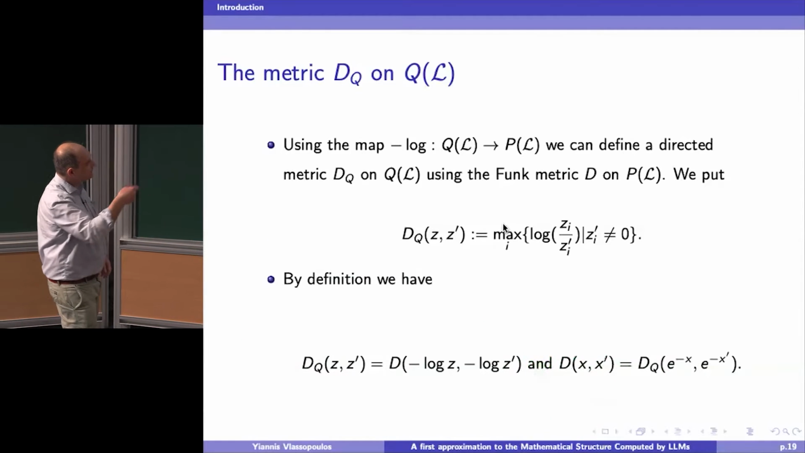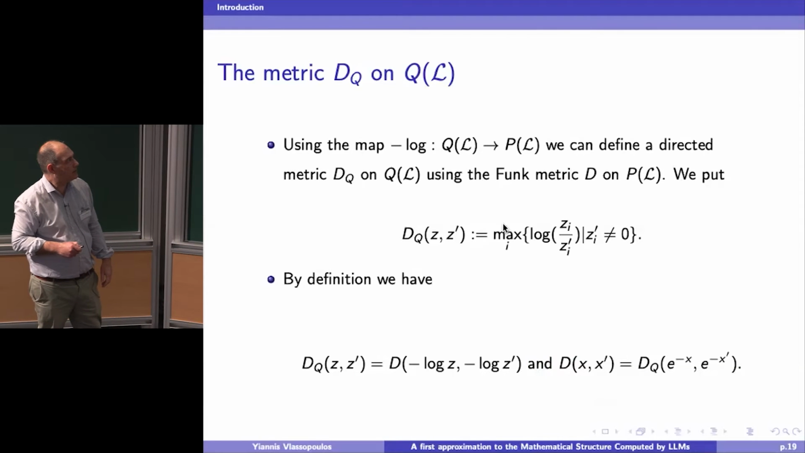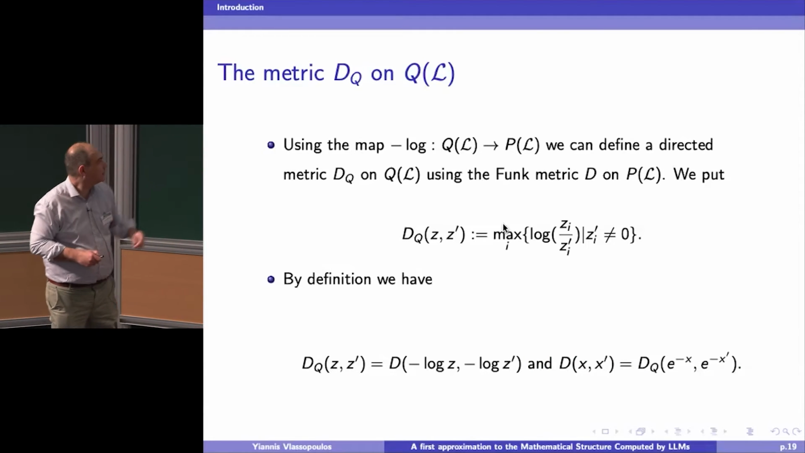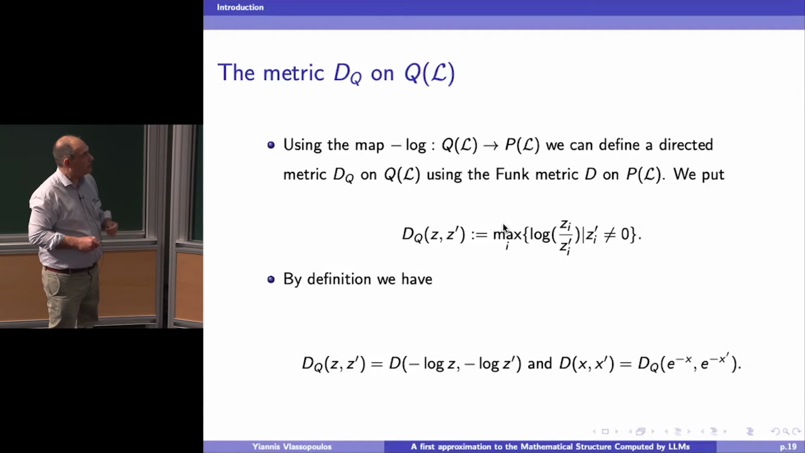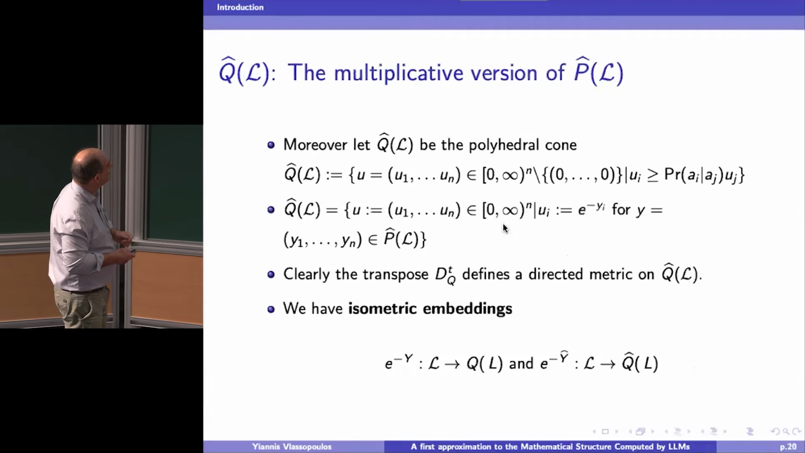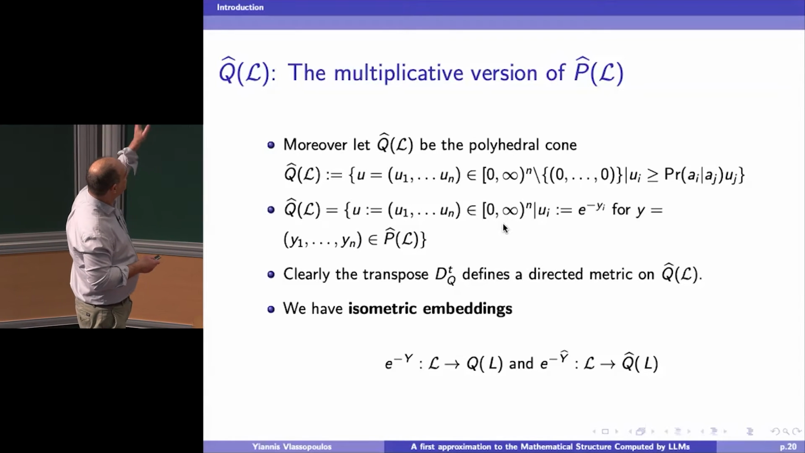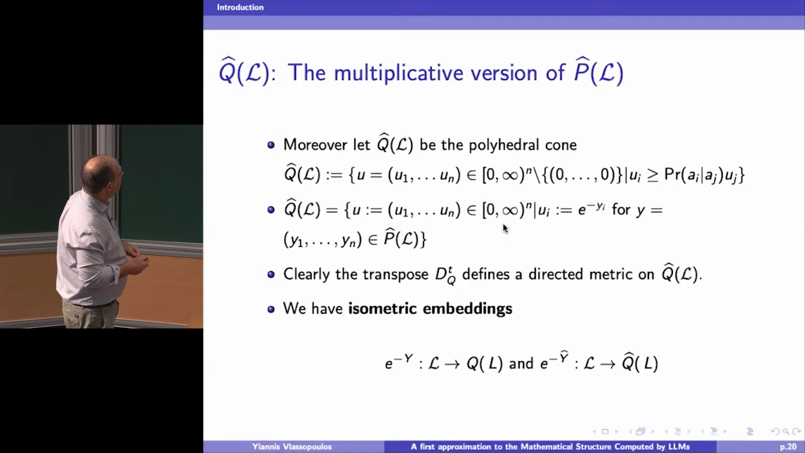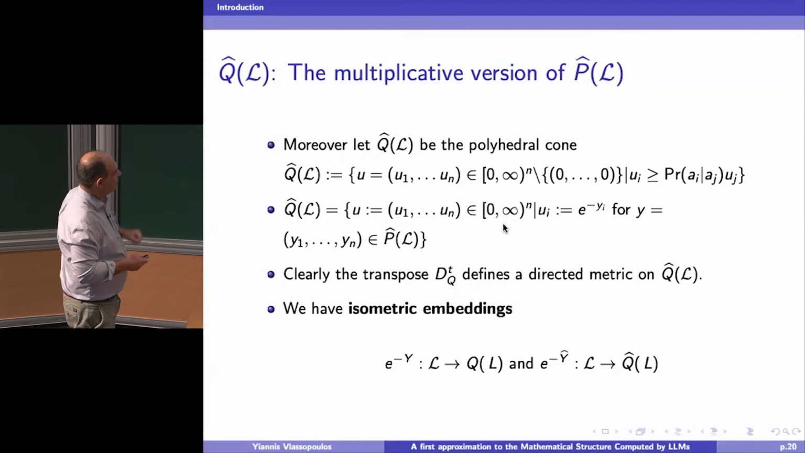In fact, the two metrics are very simply related by logarithm and exponential. I'm not an expert in this story, but this is related to Hilbert's metric. So it's a kind of classical metric. It's a directed, non-symmetric version of that. And the same thing holds for Q hat, and we have these isometric embeddings, as I said before.